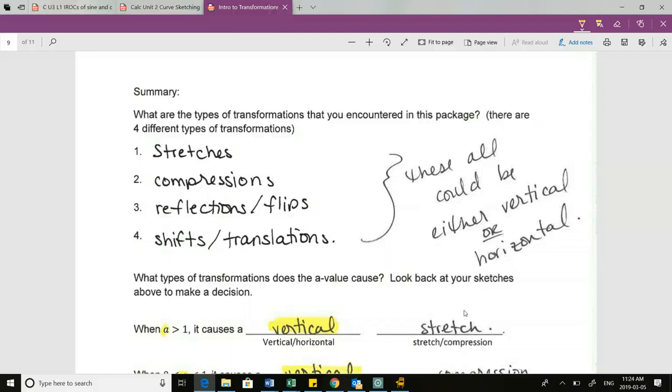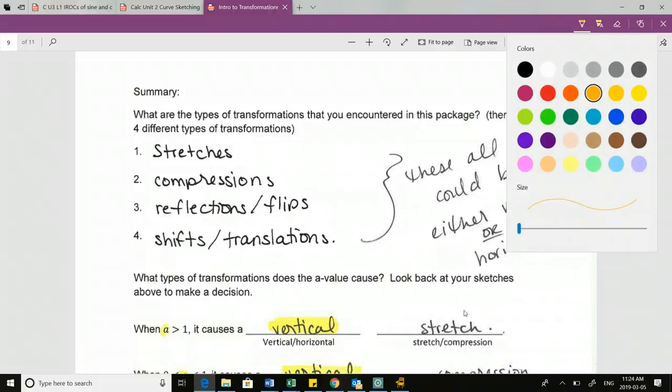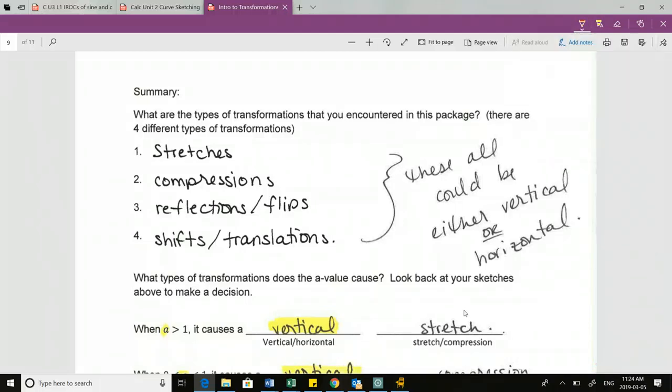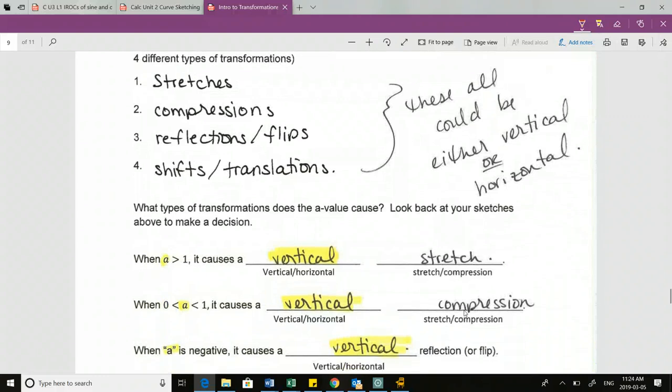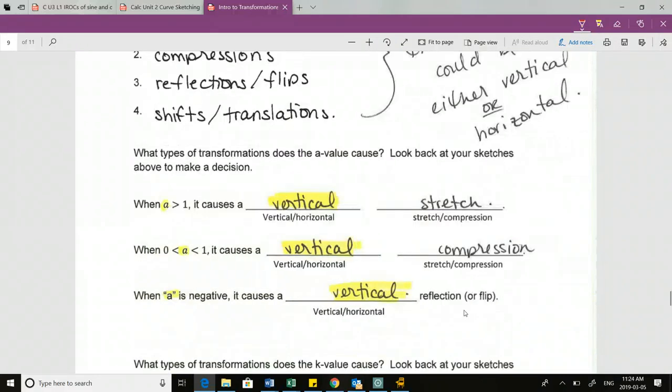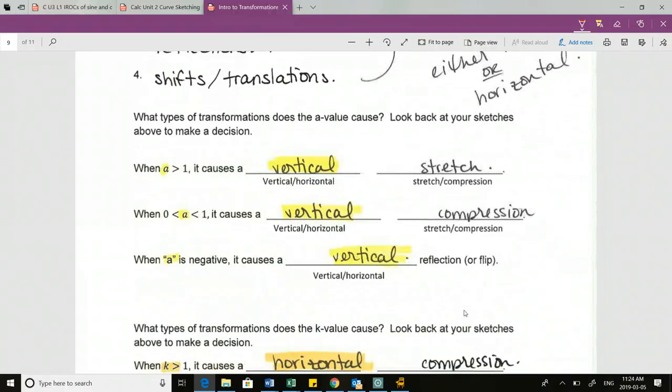Okay, and then this last page is the especially important page because this is kind of your summary of everything that you've learned through the package. So you're going to want to make sure that you have circled the correct things here and filled in the blanks correctly. So when A was greater than 1, it was a vertical. The A value is a vertical change, and it was a stretch, so the graph got skinnier. So you should have vertical and you should have stretch.